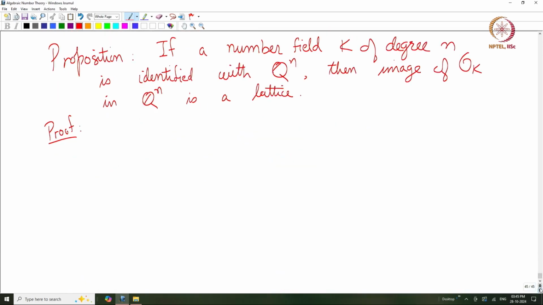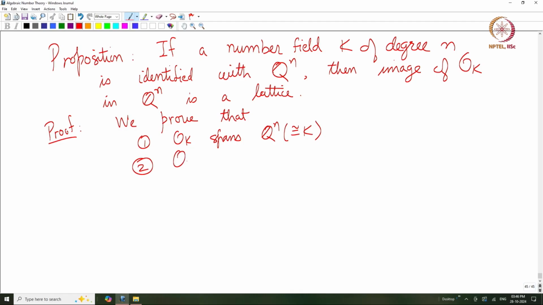All right. So, we prove 1, that OK spans Q to the n, which is K, and 2, that OK is discrete in Q to the n. So, we will not prove the thing about its rank, that will be the corollary of these two things. All right. So, how do we prove that OK spans K?